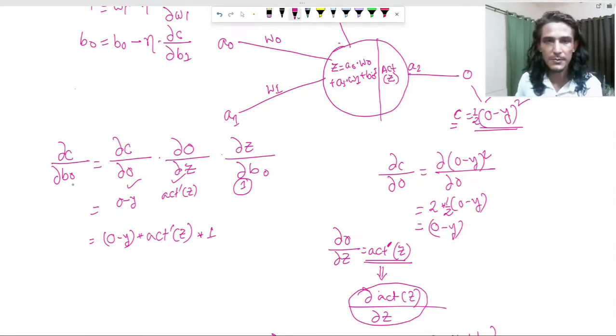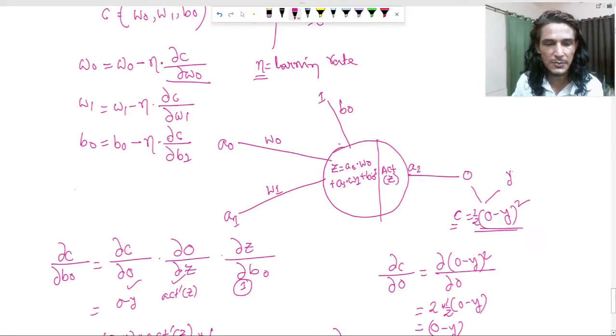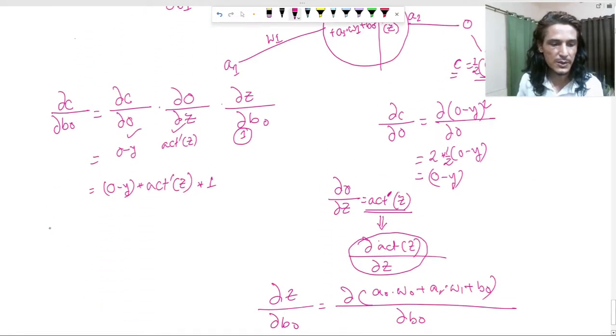Now it's time to do the same thing for w0 and w1 also. Let's try to do it, and it's simple now. If you have followed up to this point and understood, things are simple now. We want to compute the rate of change of the cost function with respect to w0, which is the same chain rule. It's the same thing we have to do.